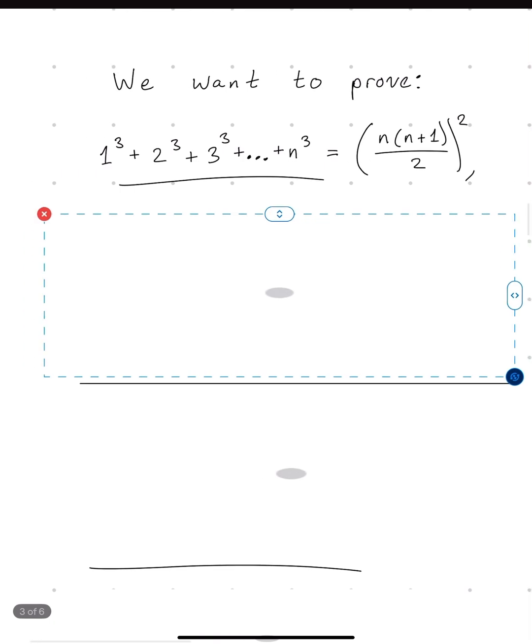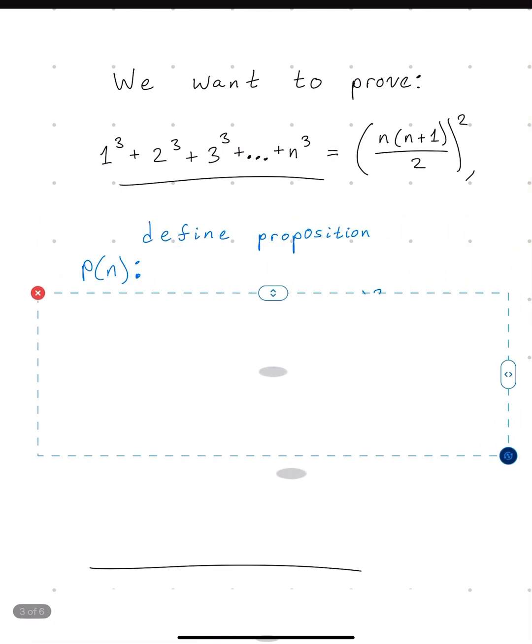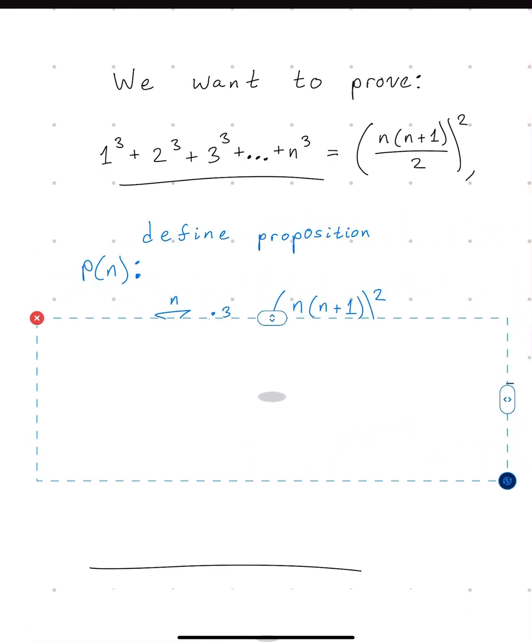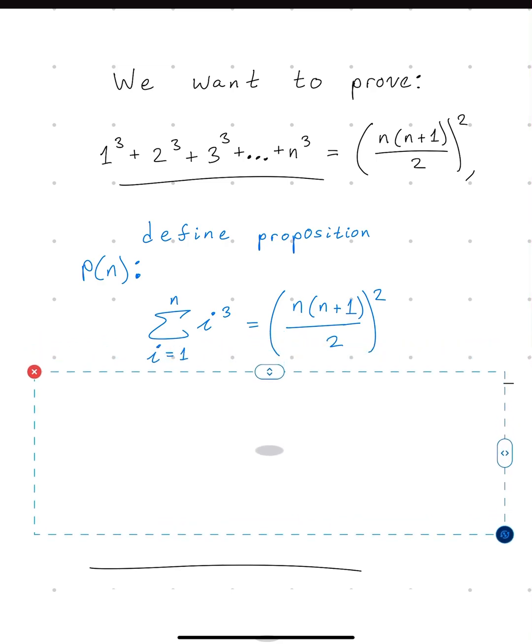So for our proposition, let us say that P of n, our proposition of n, is that the sum of i equals 1 to n of i cubed equals n times n plus 1 over 2, all squared.